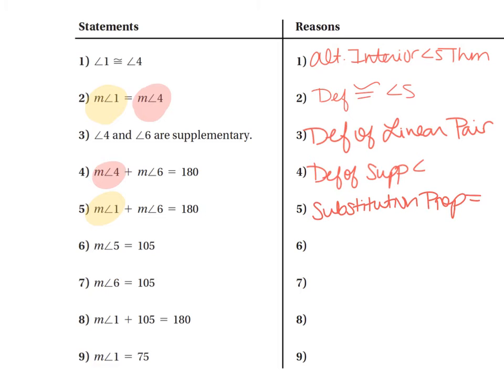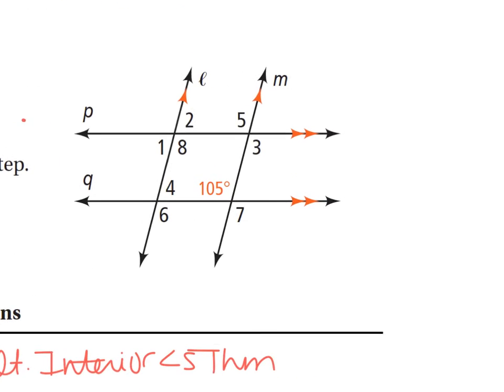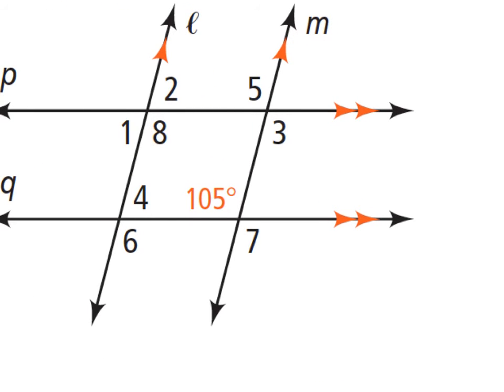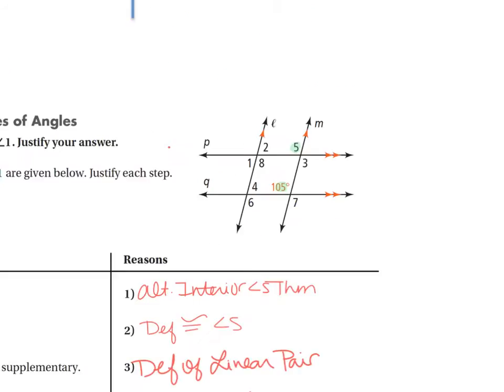Okay, so now let's see what we got. Now we go to the measure of angle 5 equals 105, sorry. What is the relationship there between 5 and that 105 degree angle? Well, those are corresponding angles, so that's going to be our reason.